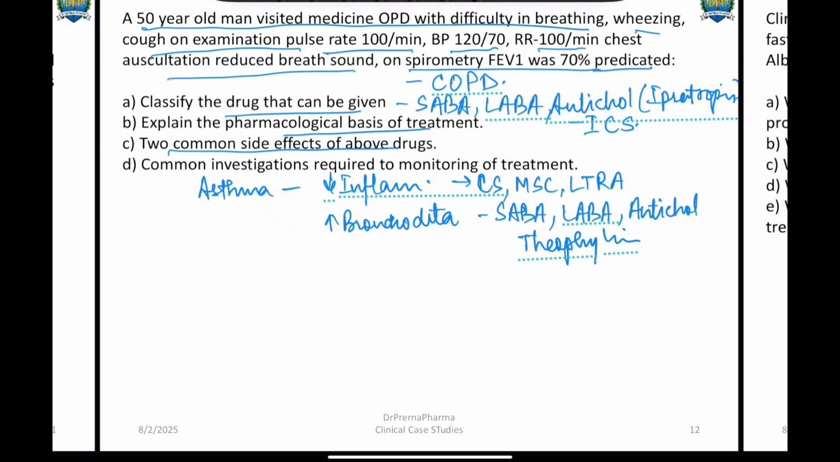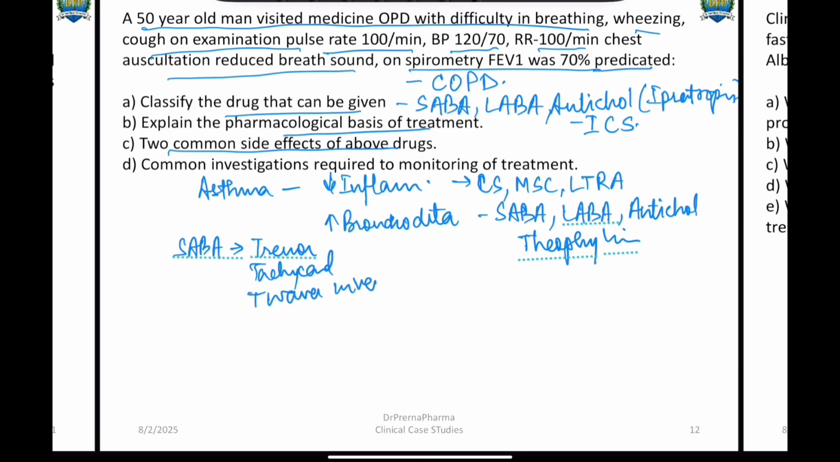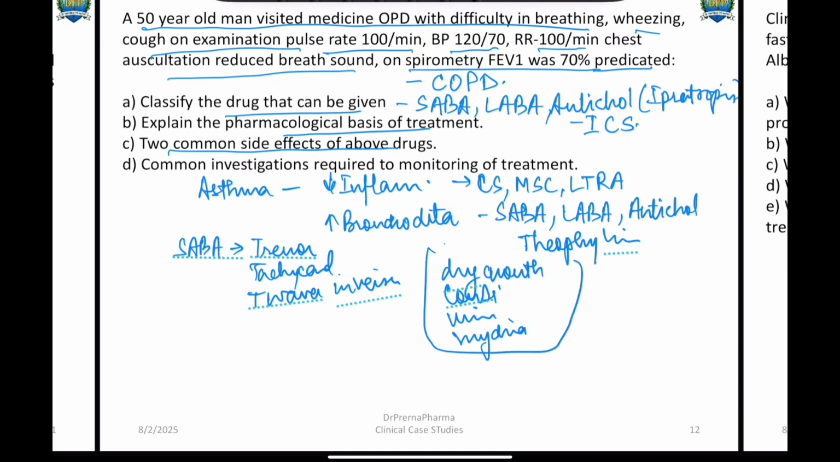Two common side effects of the above drugs. Side effects of SABA, remember 3 T's: tremors, tachycardia, and prolongation of QT interval, T-wave inversion, so that is called arrhythmias. It can precipitate arrhythmias. Anticholinergics cause dry mouth. Remember the side effects of anticholinergics: dry mouth, constipation, urinary retention, and mydriasis. These are 4 typical side effects of anticholinergics.